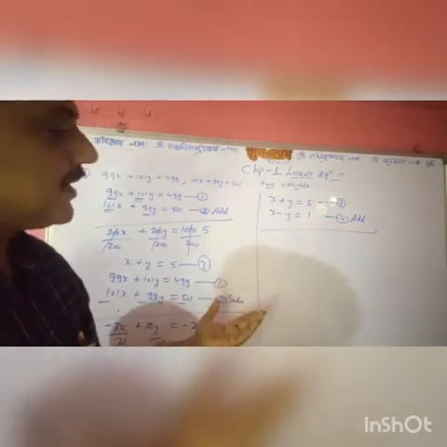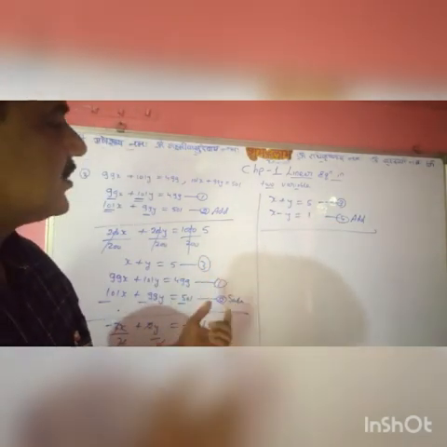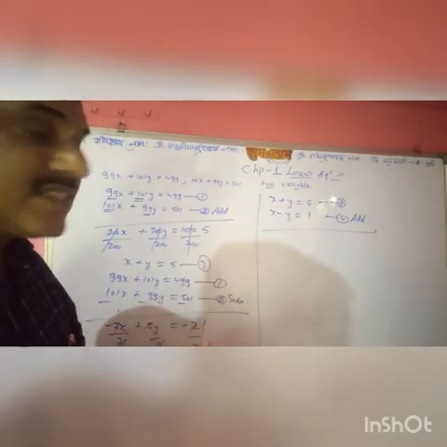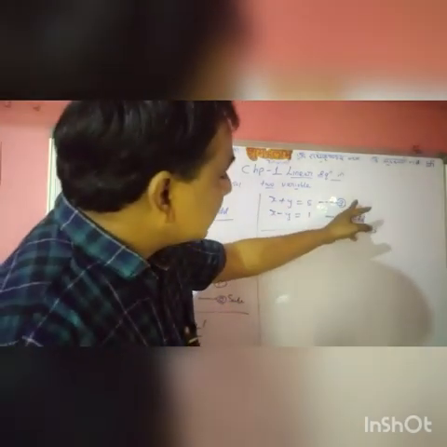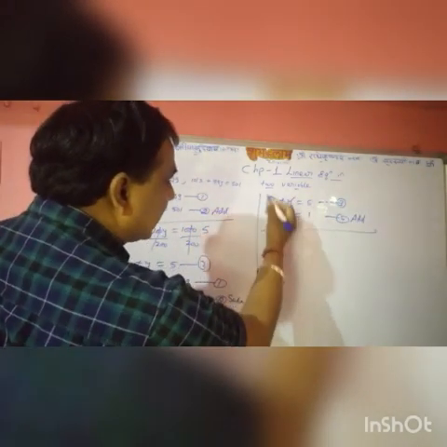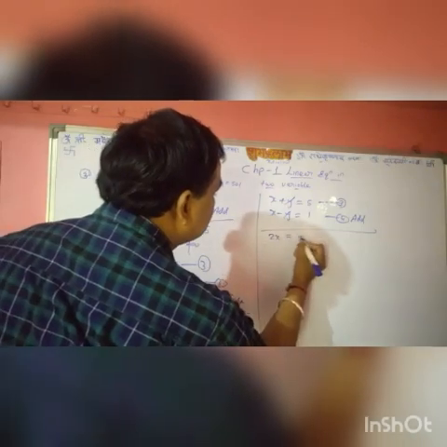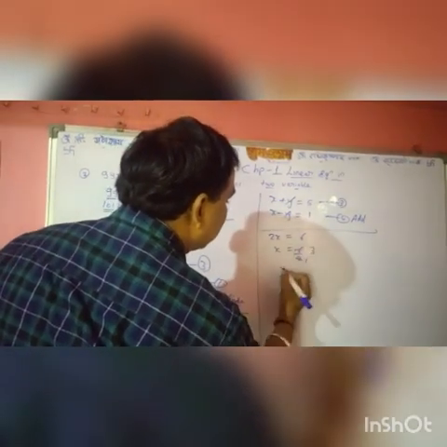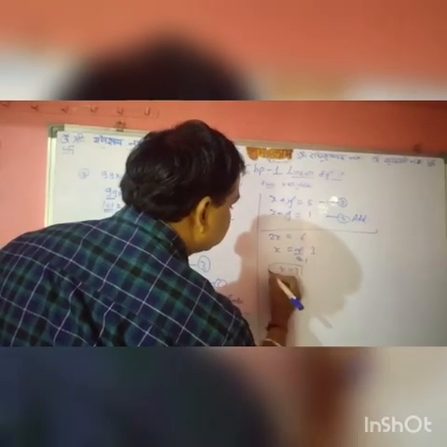We observe the simultaneous equations. We saw that plus y and minus y cancel by themselves. In such a type, let's add equation 3 and equation 4. Now plus y and minus y cancel. 2x is equal to 6. x is equal to 6 upon 2. x is equal to 3.